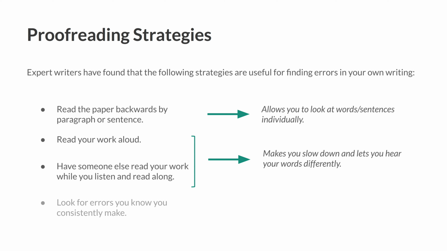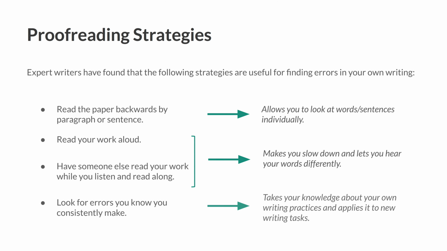The third strategy to try would be to look for errors that you know you consistently make. So when you get your feedback from me and my comments on your drafts, I may be making comments about comma issues or passive voice or spelling issues, capitalization issues. If you know you typically make those types of errors, then use that knowledge to go back and review your work. So if you know that you always forget to capitalize the first word of the sentence, look at each first word of each sentence, make sure it's capitalized. So that's an easy way to use your knowledge about yourself and your writing practices to revise and edit.